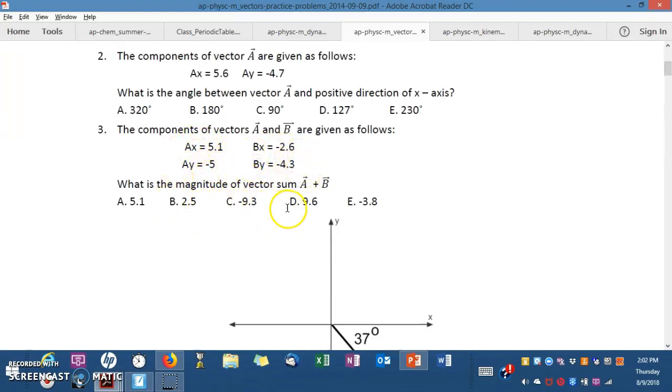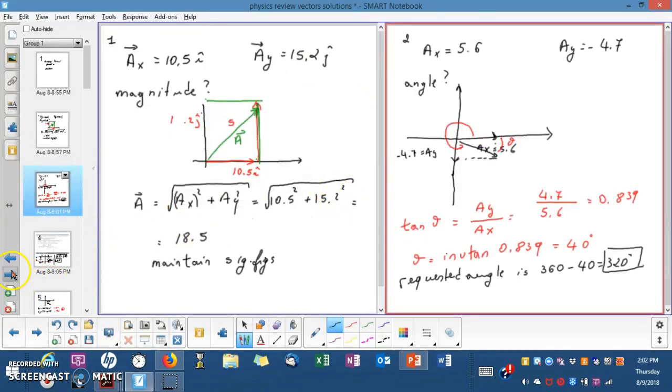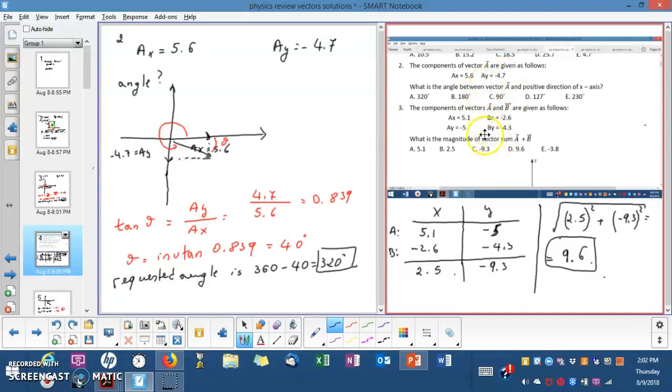And then for problem number 3, again, you have been given vectors, components for A and B. They want to know the magnitude of the sum of A plus B. So the way I do it, I copy it again. So this is the vector A, 5.1 and negative 5. That's the vector B, right? The 2.6, negative 2.6 and negative 4.3. You have to do A plus B, so I just add those components and I have the CX component, the CY component, and then I calculate the magnitude by squaring and square rooting. So 9.6 is your answer, so D is that one.